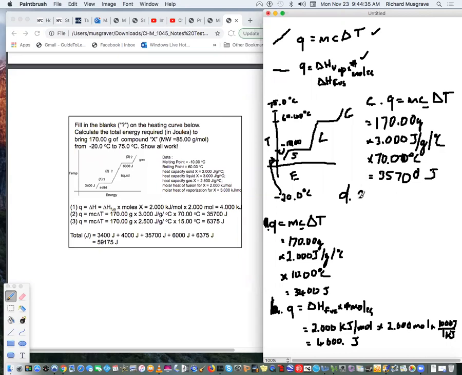Okay. So D is a flat part. It's this one here. I know I've already calculated it, but I'm just going to show you where the calculation comes from. And that's going to be the delta H of vaporization this time, because we're going from liquid to gas. And that's multiplied by the number of moles. The heat of vaporization is given here, and it's 3.000 kilojoules per mole. And again, that's multiplied by 2.000 moles times 1,000 joules per kilojoule. And that comes out to be 6,000 joules.